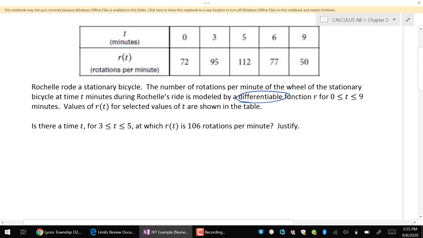Now the question says, is there a time t on 3 to 5, so that's kind of like my a and my b, my closed interval is 3 to 5, where the number of rotations per minute is 106. And that word justify means I've got to say more than either yes or no. There is a time t. This is sounding like an IVT situation. I'm trying to prove the existence of a value on an interval. I'm trying to prove the existence of an intermediate value within the function. That's why we call it the IVT, or Intermediate Value Theorem.